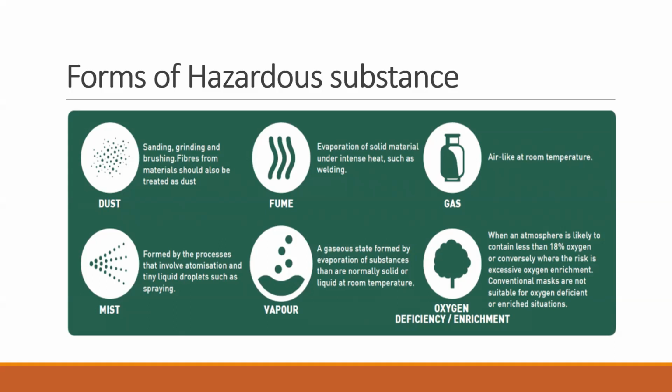Anyway, these are just forms of hazardous material. We should know them so we can protect ourselves, right? If we know that the hazardous material is in the form of dust, then we will apply controls according to dust. If we know that the hazardous material is in the form of fiber, we are going to apply controls in the form of fiber. So we should know what kind of hazardous material we are going to use.